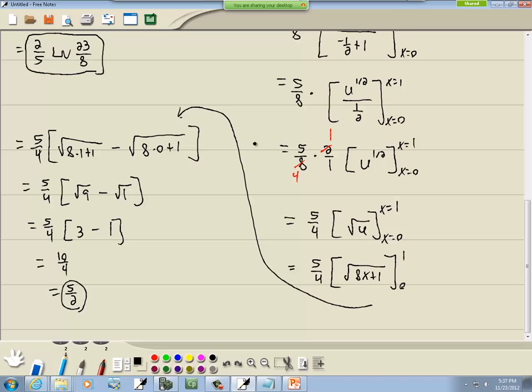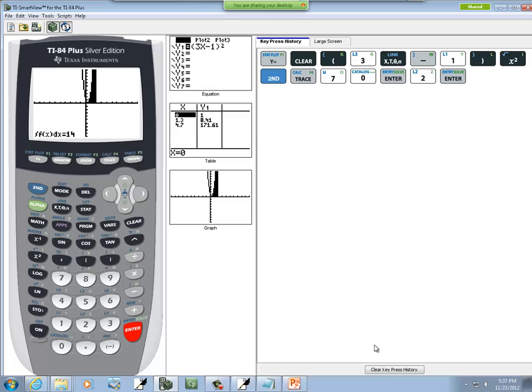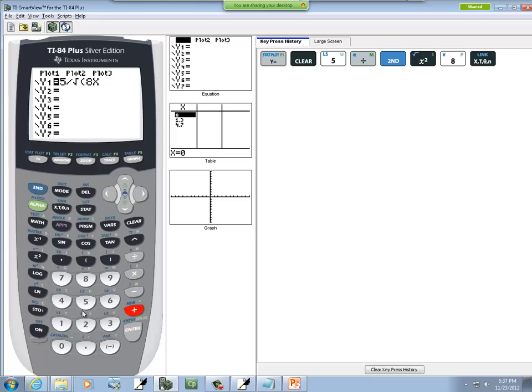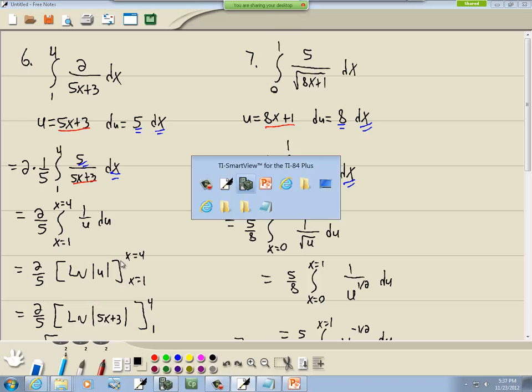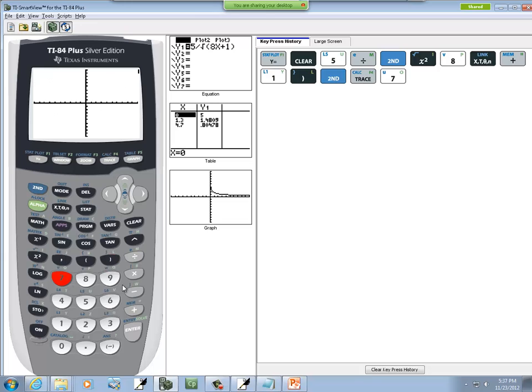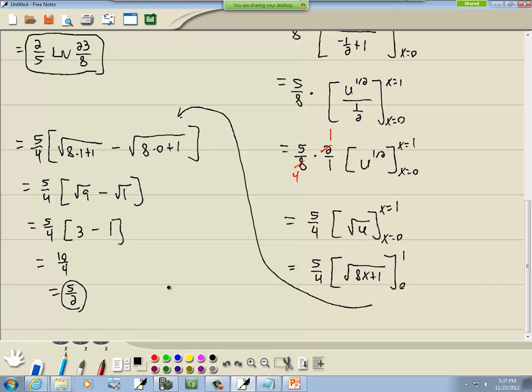Now that one I could actually definitely check. So let's plug this in. Press y equals, press clear. I got 5 divided by second x squared for the square root, and then 8x plus 1. And I'll do second trace and choose the 7th one for the integral. And 0 inner, 1 inner. 2.5. Well, we came up with 5/2. That's 2.5. So that checks.